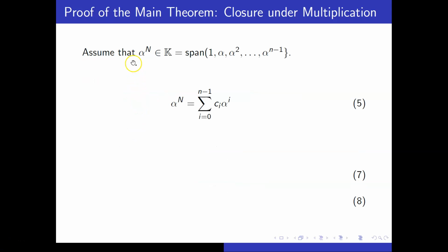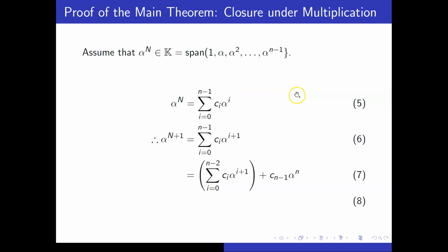Okay, so now we'll state our induction hypothesis. I'm going to assume that alpha to the n belongs to K, which again is the span of powers of alpha, and once again, there's another typo. Okay, so by assumption, I can write alpha to the n as a linear combination of the alpha powers from 0 to n minus 1. All right, so I'm going to take that equation, and I need to know about alpha to the n plus 1. I will simply multiply both sides by alpha.